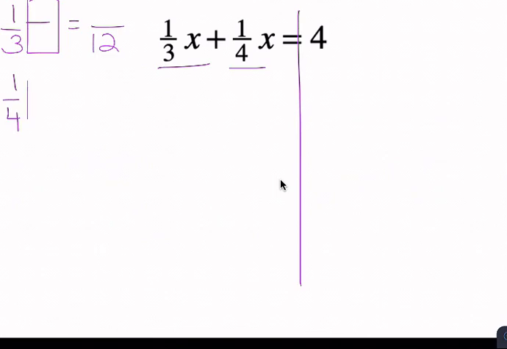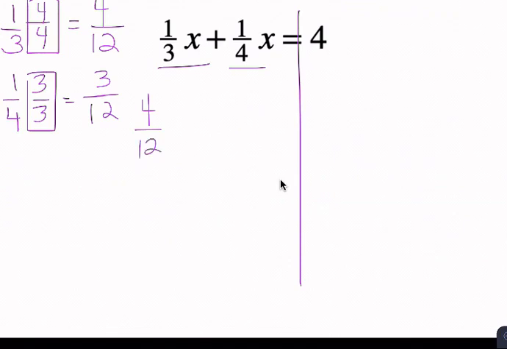So I'm using my giant one and rewriting those fractions so they have a denominator of 12. 3 times 4 is 12, 1 times 4 is 4. 4 times 3 is 12, 1 times 3 is 3. So I have 4/12 x plus 3/12 x equals 4.